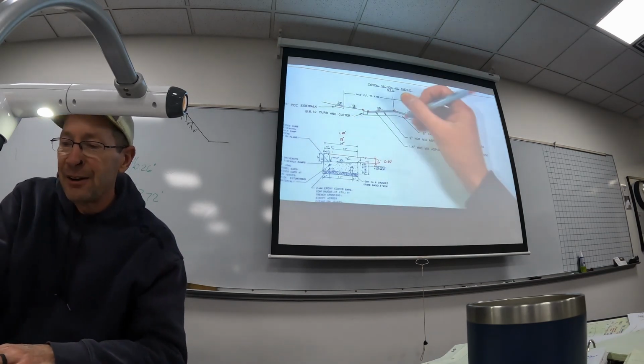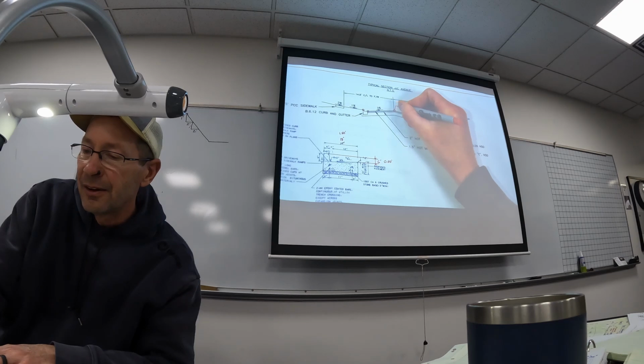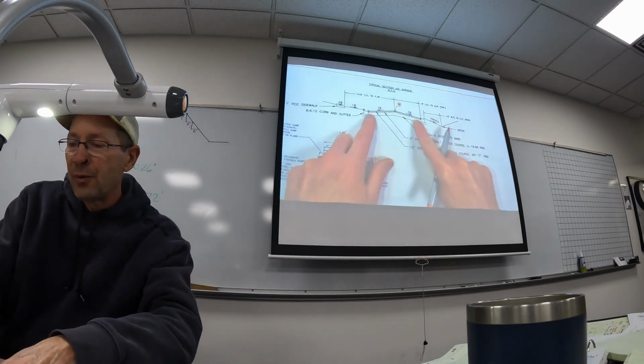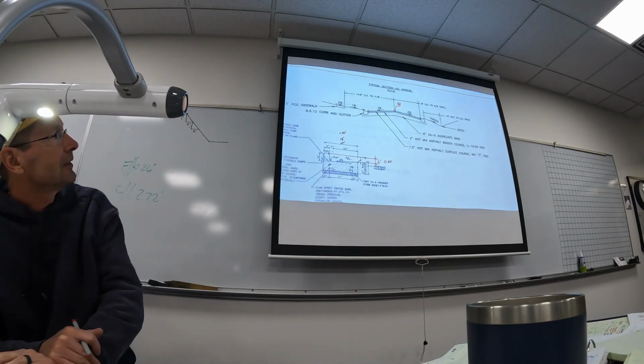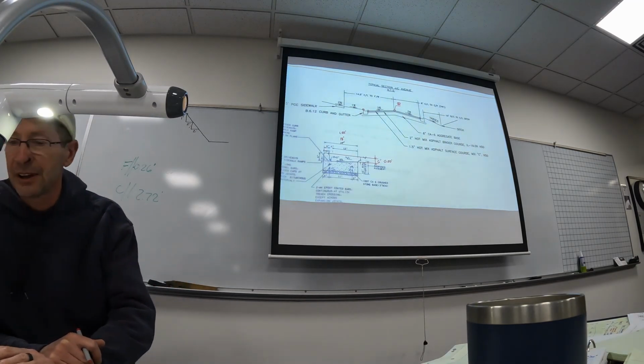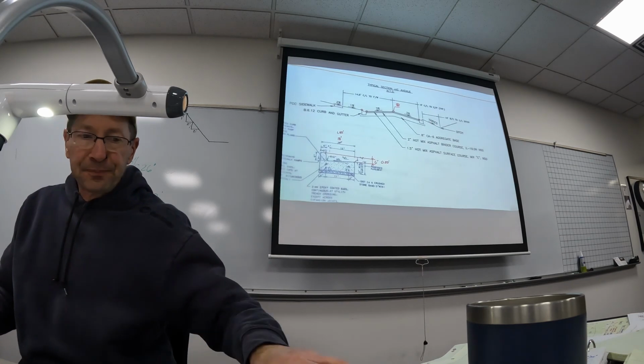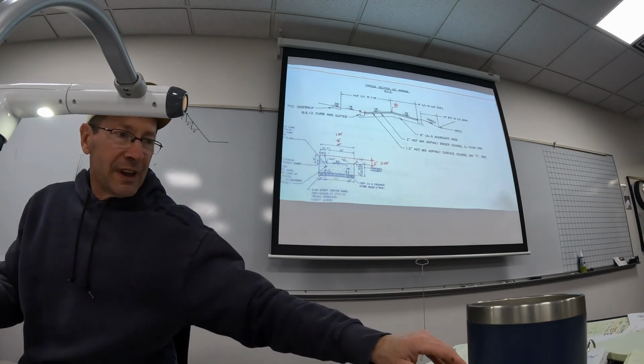So if we know what this center line is, we can work our way out. We can calculate anything along that road. Does everybody see that? Calculating proposed grades? So here's what we're going to do with that calc page.